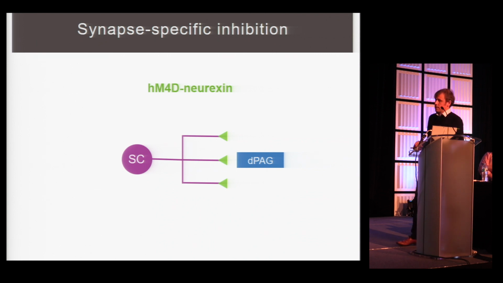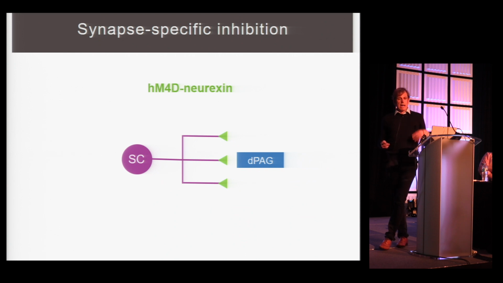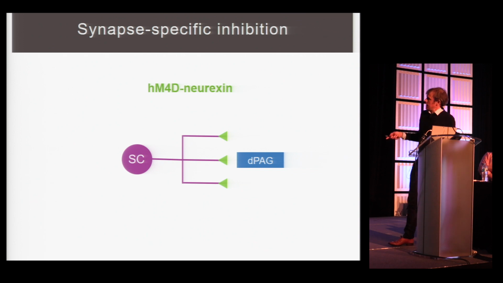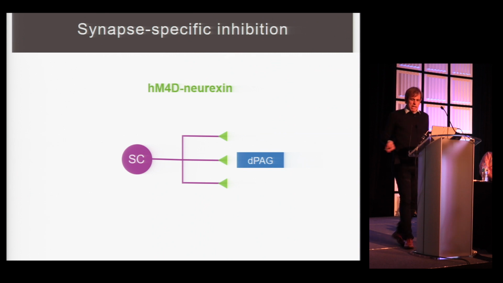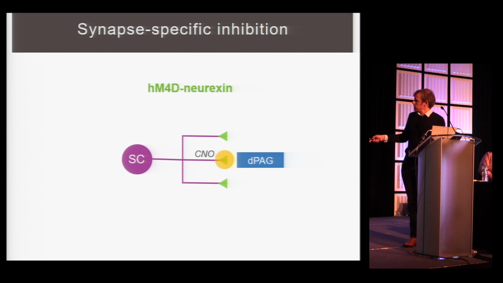To test this, we adopted the chemogenetic approach, where we expressed HM4D, which is a designer receptor that, when activated by CNO, activates potassium channels and leads to a decrease in excitability. And it's targeted to the synapse by fusion to orexin. This is a tool developed by Scott Sternson. So we express HM4D in orexin in all synapses in the SC, and then we locally perfuse CNO only at the synapses at the PEG. And as a control, we do this in alternative projections.